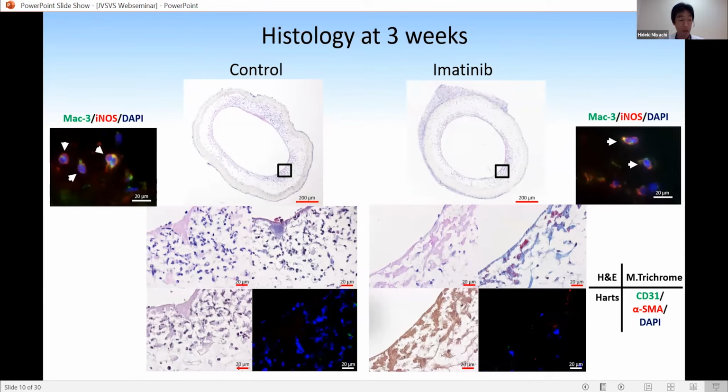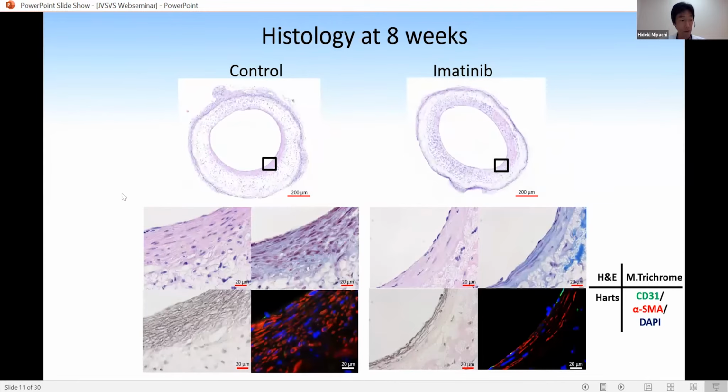And behind there are some cells in the scaffold, which is a macrophage as shown here. Next, at 8 weeks after BVG implantation, as shown in the left panel, the control group shows a thicker neotissue formation than the imatinib group as shown in the right panel.